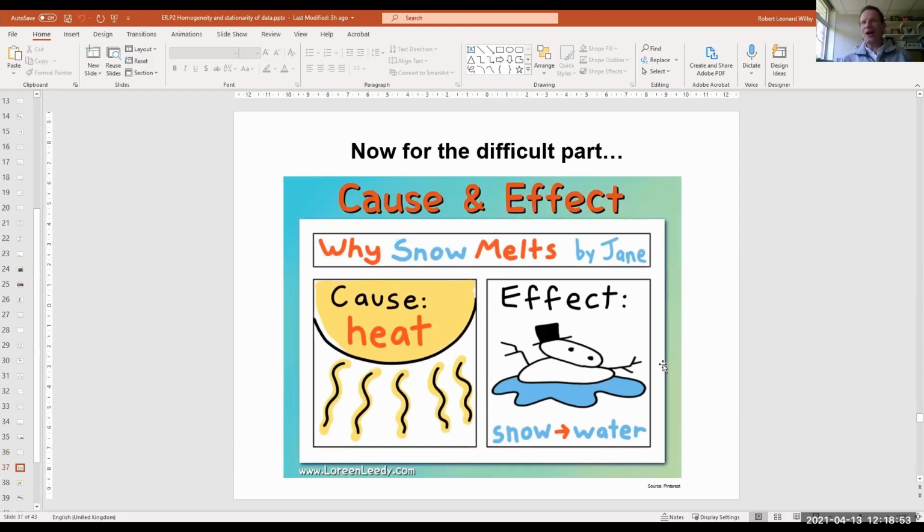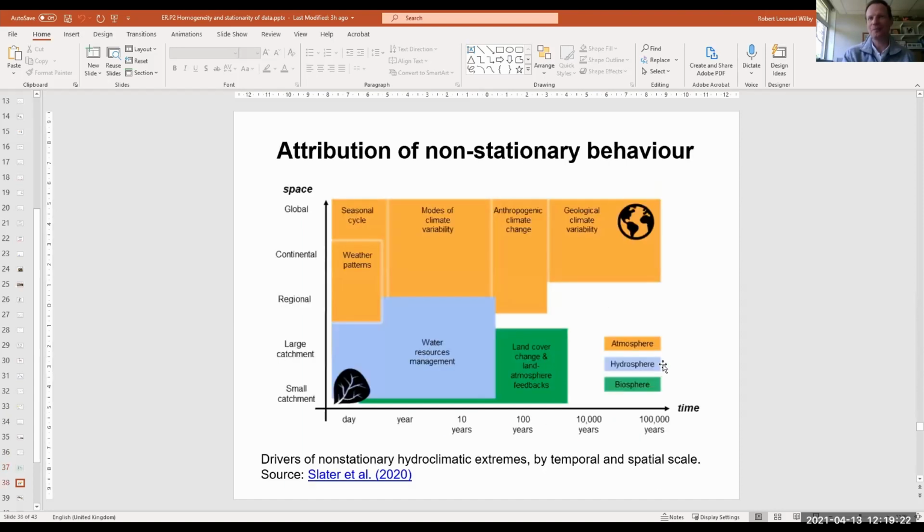Okay, final part now, and this is perhaps the most difficult bit. We find a trend, we find a change. Can we explain it? And here, the great scientific challenge is to relate cause and effect. And so my final remarks are really about how we attribute or explain a trend when we've found it.